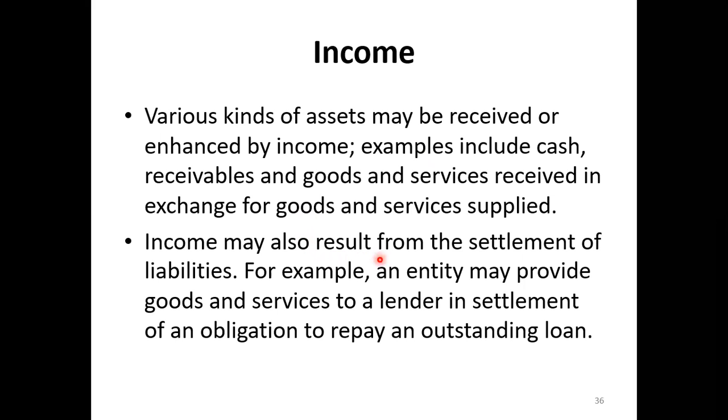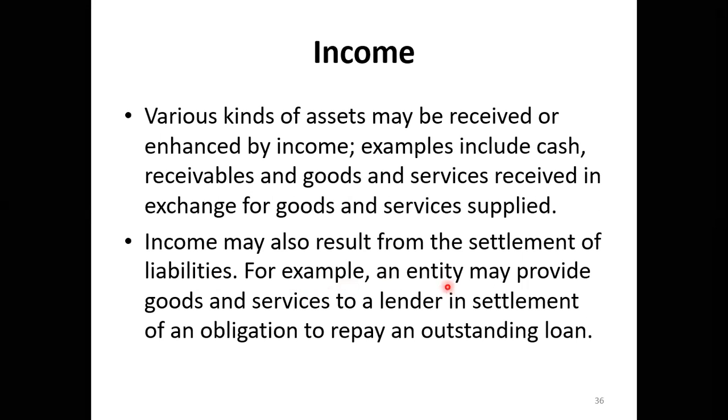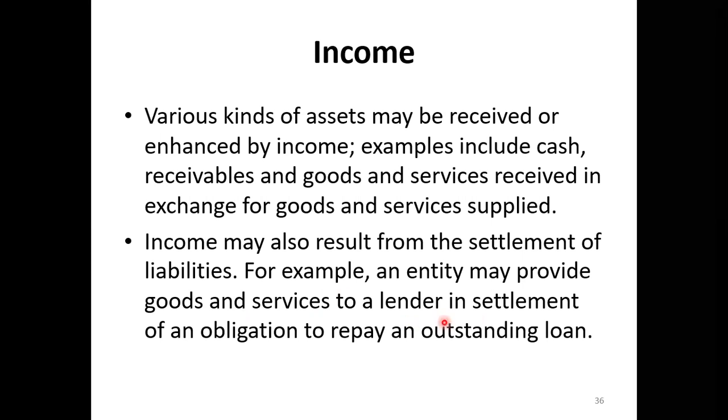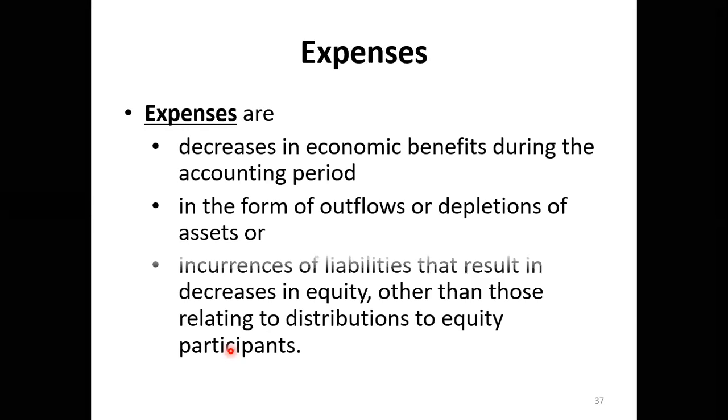Income may also result from settlement of liabilities. So already we have to pay 50,000. Now we made some revenue, we made some sales for 20,000. Then our balance will now be 30,000. 50,000 minus 20,000 equals 30,000. We are not paying anything, but they are reducing their liability. For example, an entity may provide goods and services to a lender, the loan provider, in settlement of the obligation to repay an outstanding loan. Next, expenses.